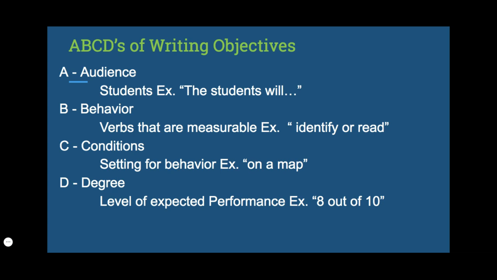B in the ABCD method stands for behavior. This is the expected behavior or performance and should be written using verbs that are measurable. C and D are often considered to be important parts for the assessment of learning. C stands for condition and is the setting in which the behavior will be performed. Examples include at home in a 2-month period or on a map. D stands for degree and this is the performance level desired for proficiency.